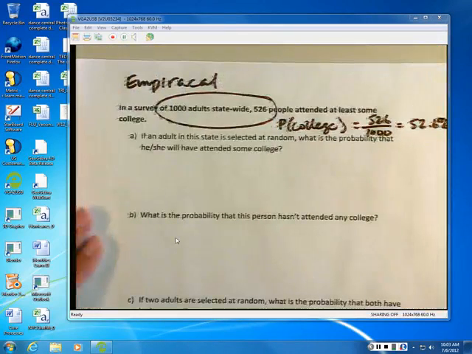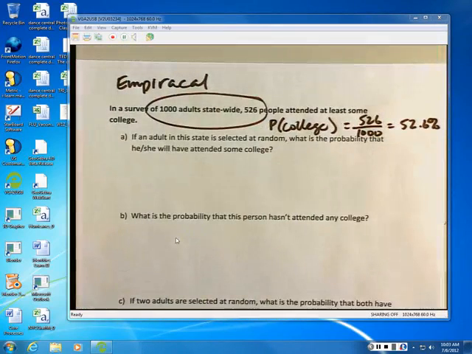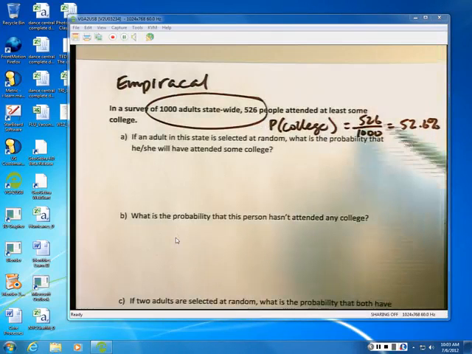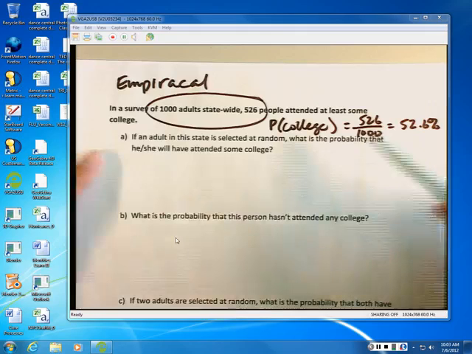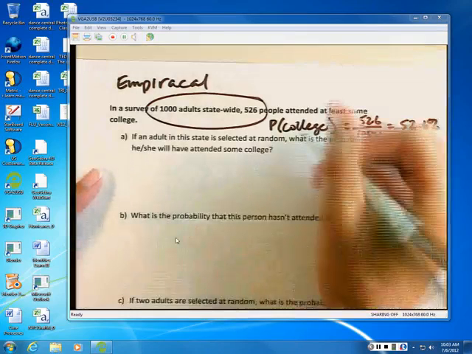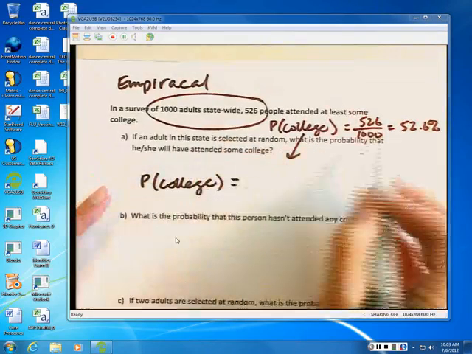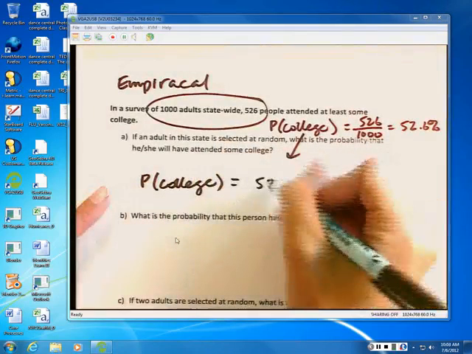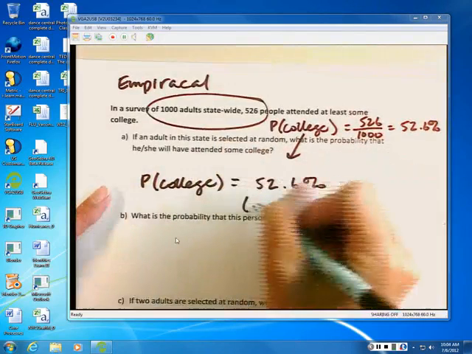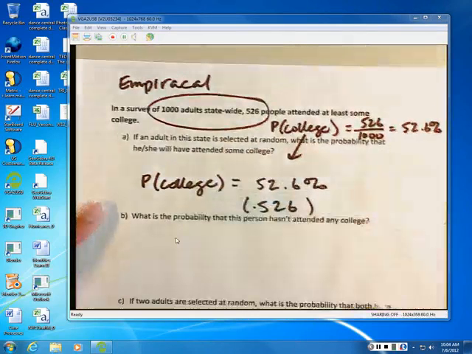With these empirical probabilities, since it's data, percentages seem to make a little more sense. We're talking about a number of people. 52.6% makes more sense than the 526 divided by 1,000, or even what that fraction would be simplified. Okay, so if an adult is selected at random, what's the probability that he or she will attend some college? We already did that. The probability that one person selected at random will attend some college, based on our survey, is 52.6%. You could do 0.526, you could use the fraction, but the percentage is the most meaningful here.